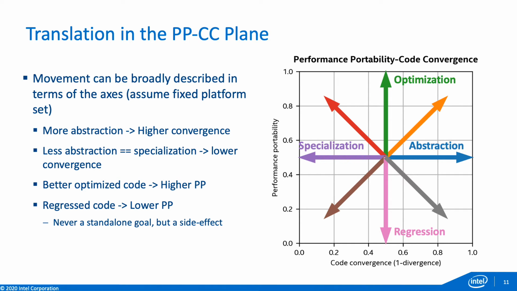The other axis we care about here, of course, is code convergence. And as you move to the right, as your code convergence increases, that typically means that you are adopting some abstraction. And that abstraction allows you to eliminate specialized code. And as you move to the left, your code is becoming more specialized. You're increasing the divergence or decreasing the convergence of your code in order to have these specializations. Of course, people don't deliberately try to regress their code, but sometimes it's a side effect of the things that happen. And we're going to talk more in detail about sectors of this image and what it means to move in these directions.